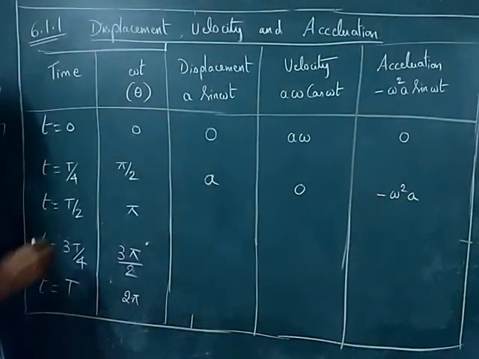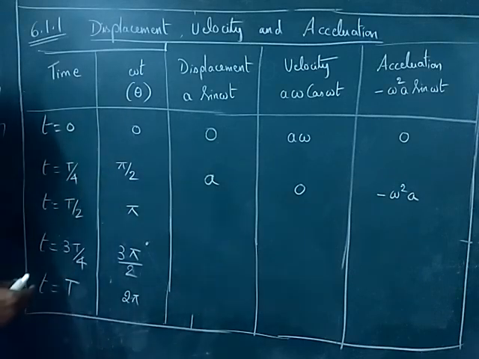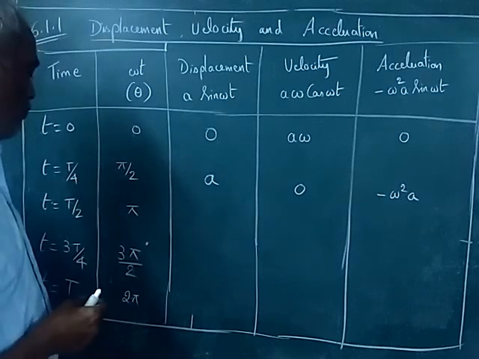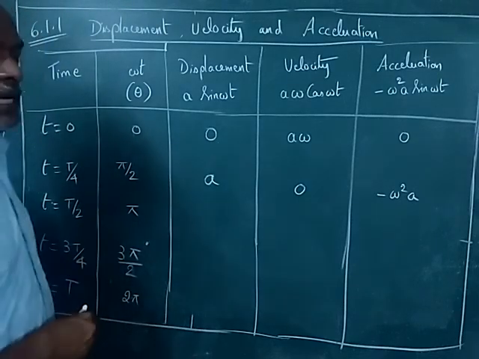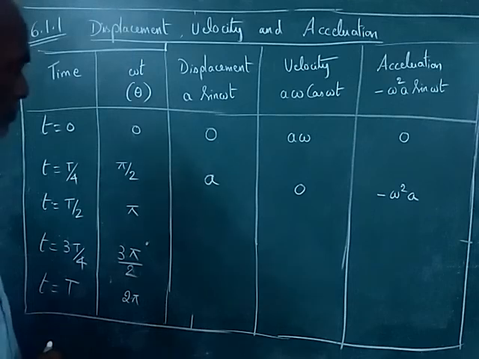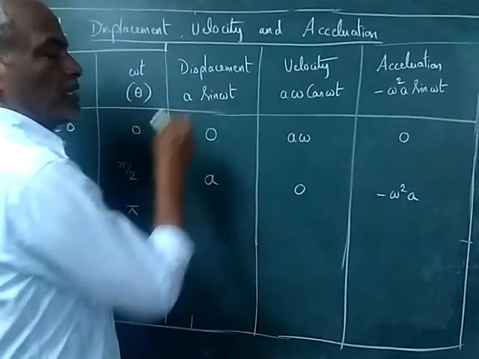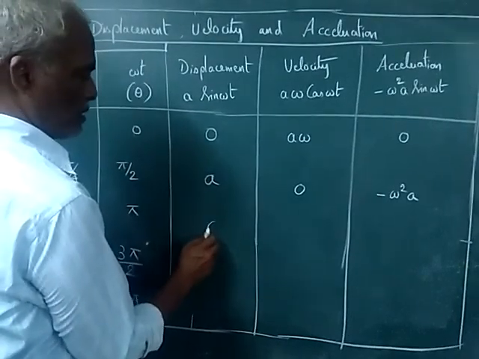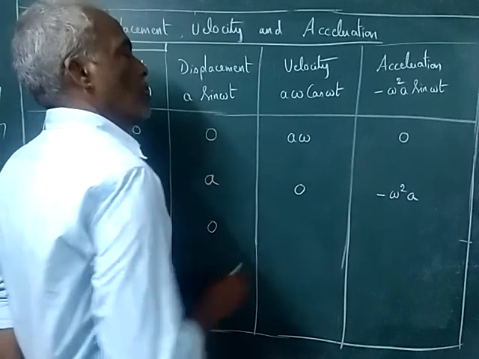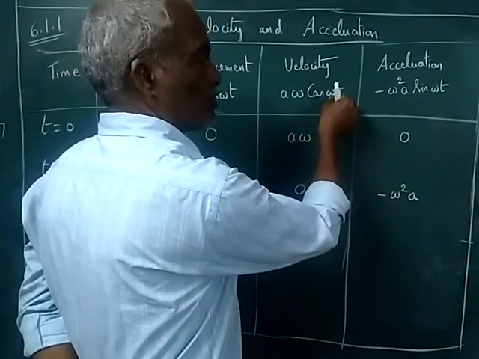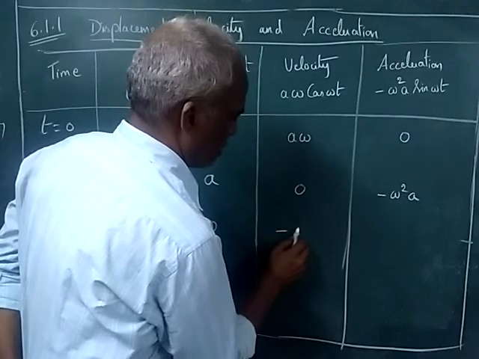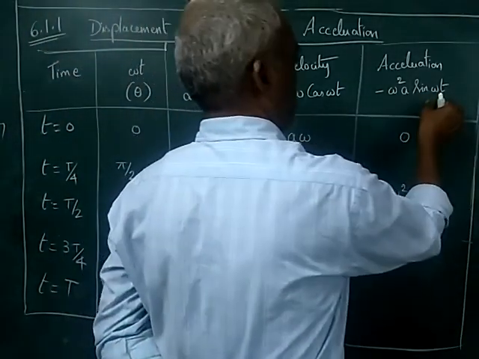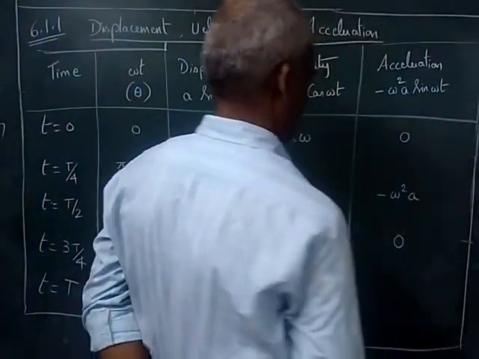Next we move on to t by 2 of the total time period, which is nothing but 180 degree, pi means 180 degree. So you substitute this 180 here, sin 180 is 0, 0 multiplied by anything is 0. Cos 180 is minus 1, so this will become minus a omega. Then sin 180 is 0, so this value will be 0. This is for 180 degree.